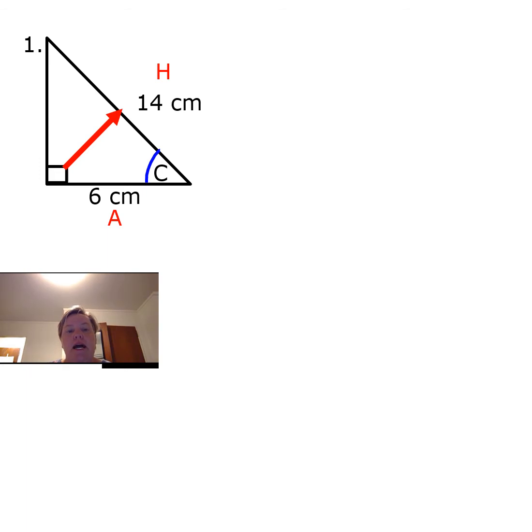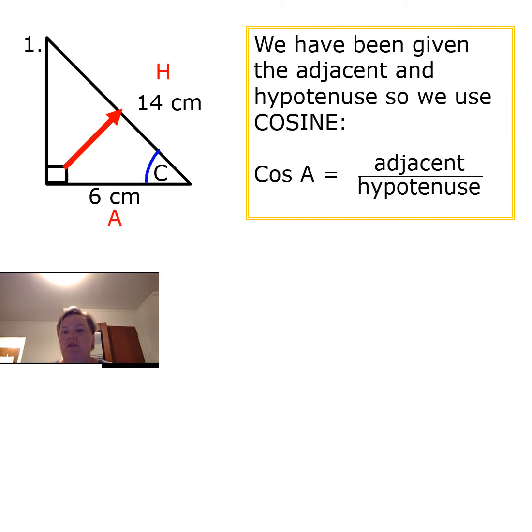Now, next, we've got to think about SOH CAH TOA, and it's not a bad idea to have SOH CAH TOA written at the top of your page. We've got to work out which one has both of these. SOH has opposite and hypotenuse, so nah. CAH is cosine adjacent hypotenuse. Yep, that looks like a good fit. All right, so I'm going to use cosine.